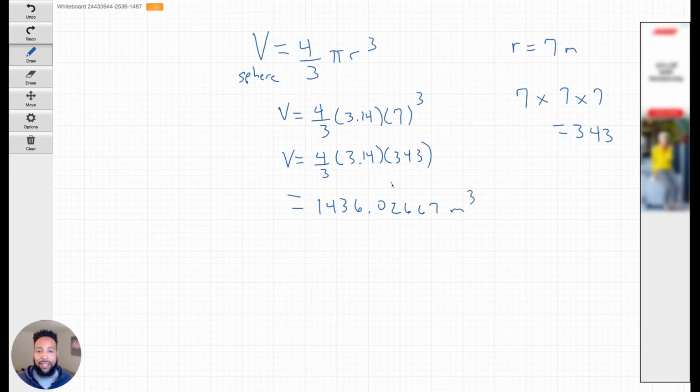Now, what if they asked to round this to the hundredths place? We look at the thousandths place, we see it's a 6, which is 5 or above. So this answer would be 1436.03 meters cubed for the volume of a sphere.